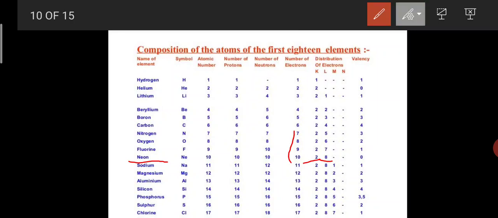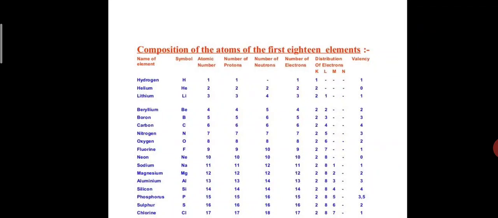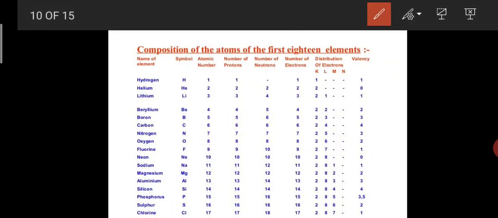Okay, we can take the example of argon, Ar. So in argon, student, there are 2 electrons in the first K shell, and then 8 in the second, and then 8 in the third. So what is the atomic number of argon? 18. So 2, 8, 8.